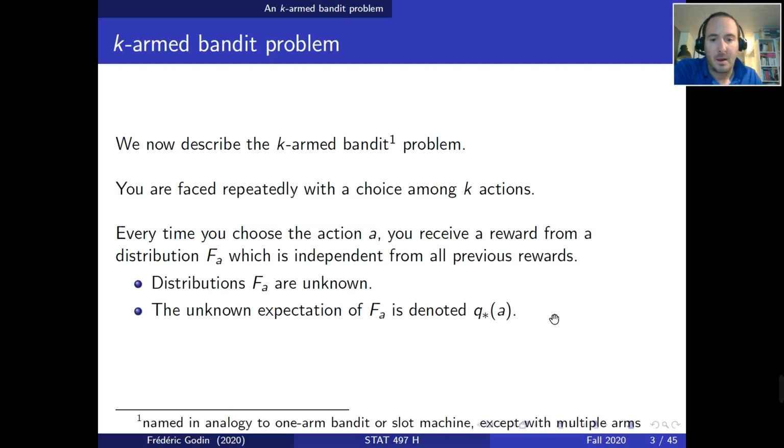Since the distribution FA is unknown, we're going to denote the expectation of the reward from distribution FA by Q star A. So Q star A is the expectation of the distribution FA. Since FA is unknown for all levers A, Q star A is also unknown. So we don't know the expected reward associated with each of the levers.